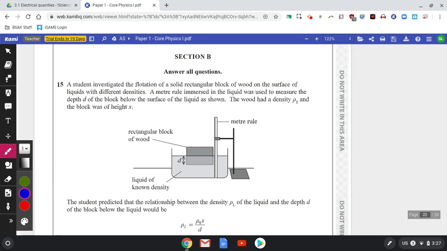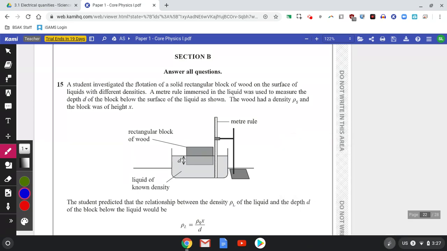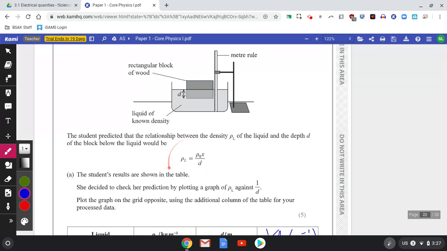So this is all about materials, it's fluids. It's all about density, and in particular something called Archimedes' principle, which states that the weight of the fluid that's displaced is exactly equal to the value of upthrust on the object that's floating. So anyway, it gives us this equation here, right?